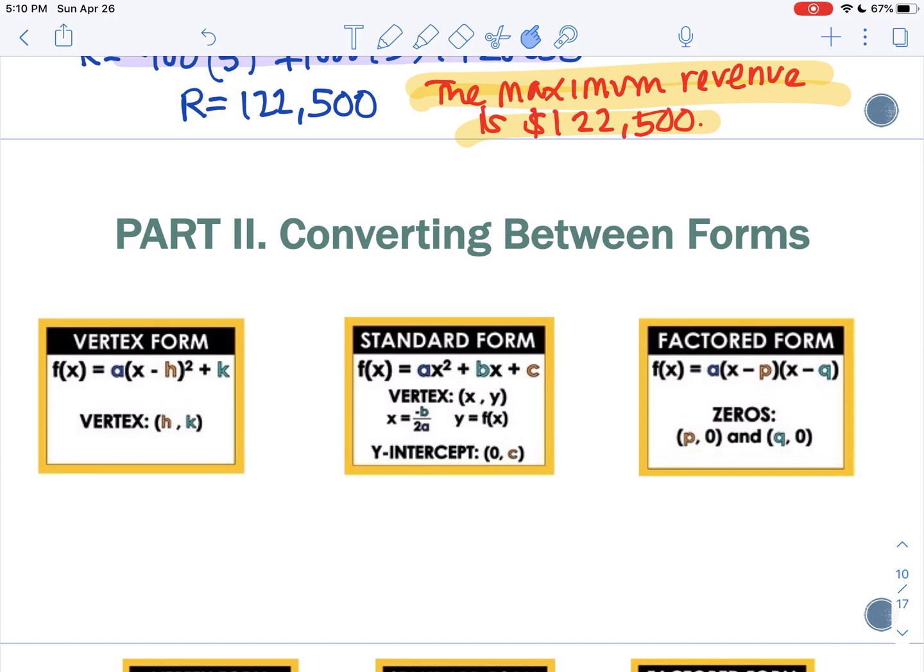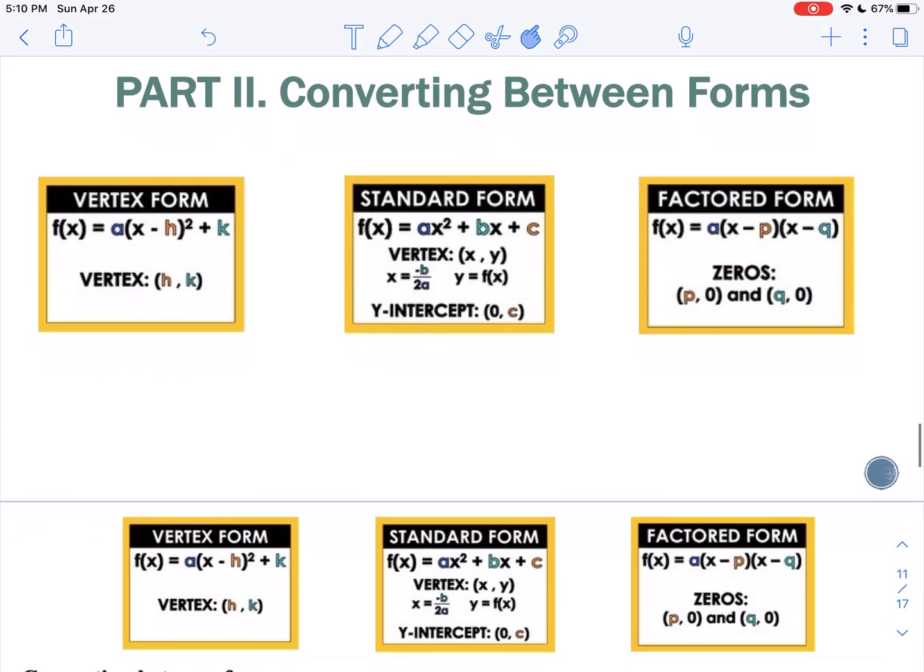All right, so after we've done that, part 2 of this video is going to be talking about how to convert between all 3 forms. If you need a break, go ahead and pause the video and take a break. But for right now, we're going to keep going, trucking through for part 2, okay? Part 2, we're going to take a look now, and we're going to start combining all of our knowledge between vertex, standard, and factored form. And this isn't too bad, okay?